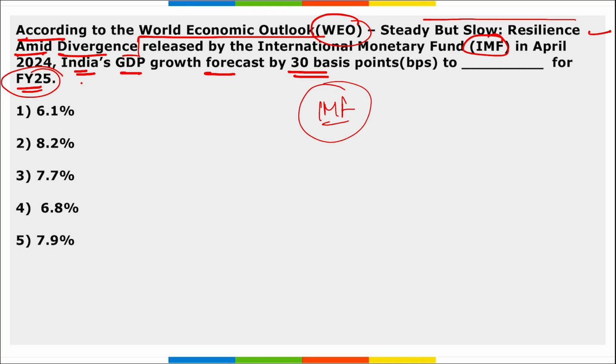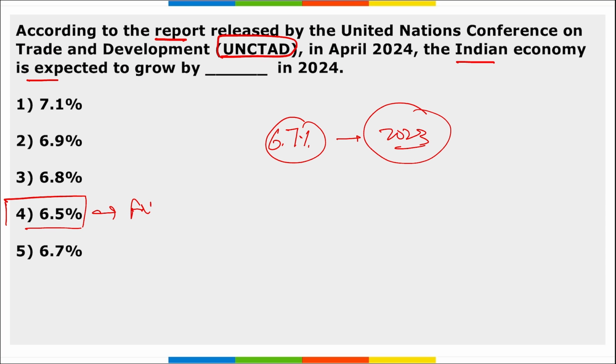It stated that in April, India's GDP growth forecast was raised by 30 basis points to 6.8%. Earlier they were projecting it to be 6.5%. This is for fiscal year 25. If we talk about fiscal year 26, it is projected that India will be growing by 6.5%.